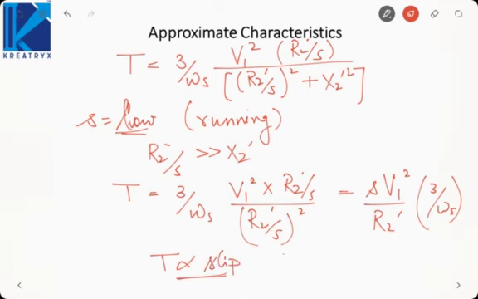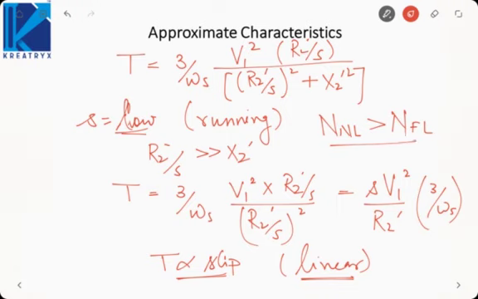So under running condition we have linear torque slip characteristics. Torque is directly proportional to the slip. It is called the linear torque slip characteristic. Most of the time the torque slip characteristic will be linear, as the motor will be operated between no load and the full load condition. And no load speed is always greater than full load speed, so both will be lying in the linear region.